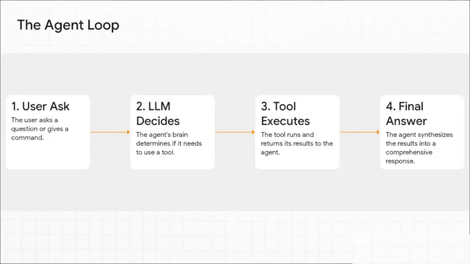So how does this all come together? It all starts when you ask a question. The agent's LLM brain thinks for a second, and decides if it needs a tool to find the answer. If it does, that tool executes and sends the results back. Finally, the agent takes everything it has and synthesizes it all into one comprehensive response. And that's the loop. Simple, right?